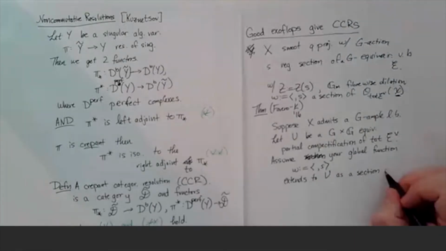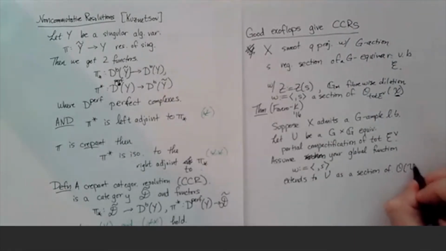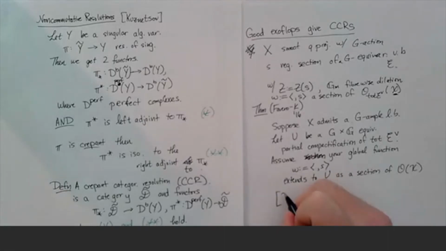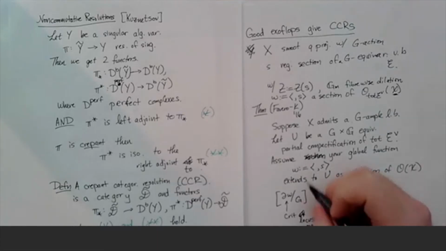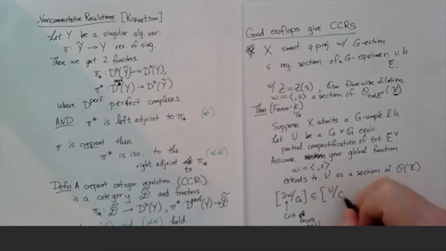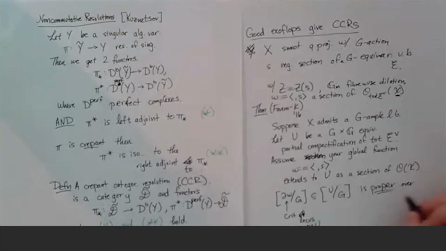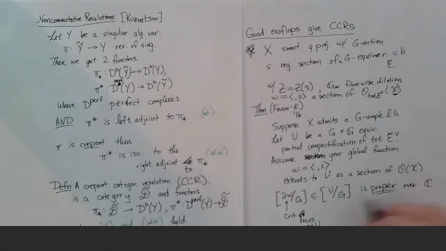as a section of chi. And then I have some niceness properties about some finite diagonal, but most importantly, I need that the critical locus, when looked at as a quotient of G, so this is the critical locus of W on U, viewed as some subset of G, is proper over K or over C.